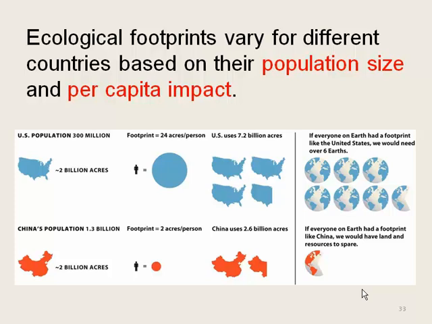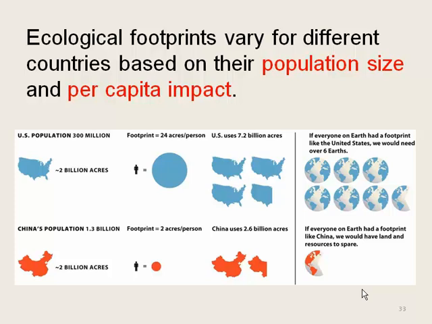So China's population, in contrast, is 1.3 billion. The area of China is roughly similar to the United States, and the footprint of that much greater population for the same landmass is about 2 acres per person. So China uses approximately 2.6 billion acres to support its population.